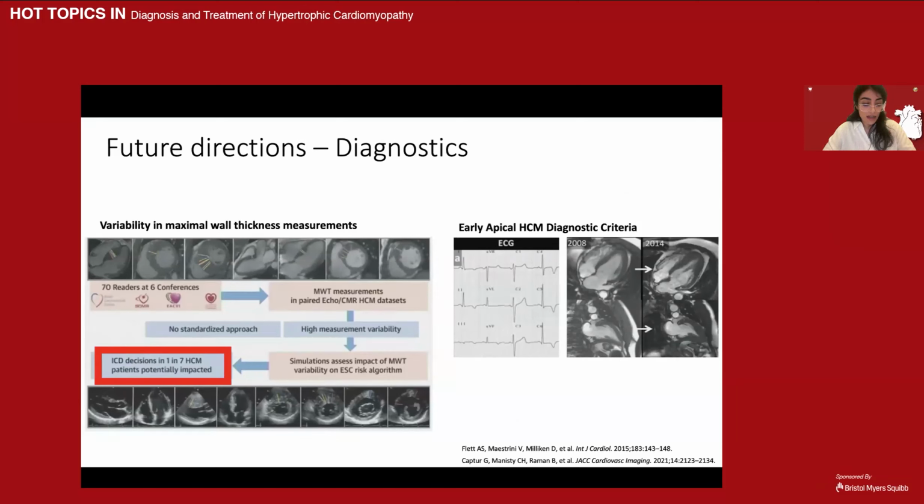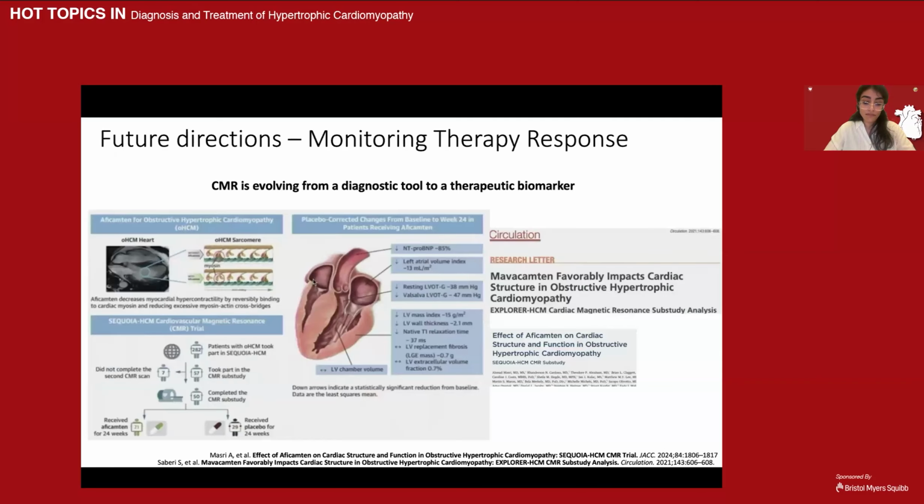And on the right, cardiac MR identifies apical hypertrophic cardiomyopathy that may not satisfy the traditional 15 millimeter cutoff. And so diagnosis becomes apparent because of the overall pattern of hypertrophy rather than exactly meeting that 15 millimeter wall cutoff. And perhaps the most exciting application for cardiac MR in the future is not diagnosis, but monitoring response to therapy.